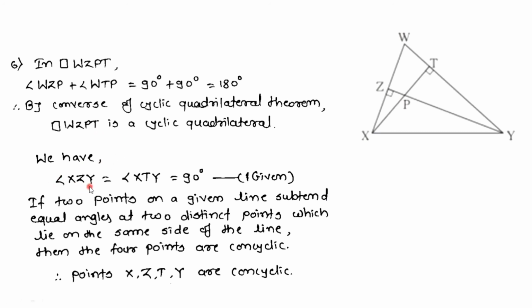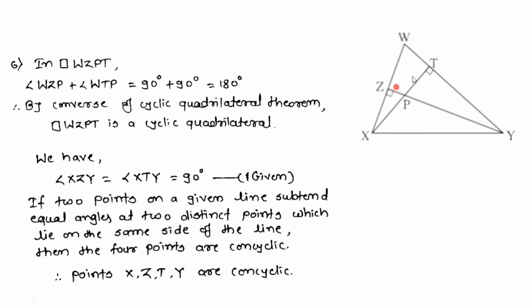For the second one, we have angle XZY. So as we can see, angle XZY is congruent to angle XTY, as the measure of these two angles are 90 degrees, which is given. Now we have one property here. If two points on a given line subtend equal angles at two distinct points which lie on the same side of the line, then the 4 points are concyclic.